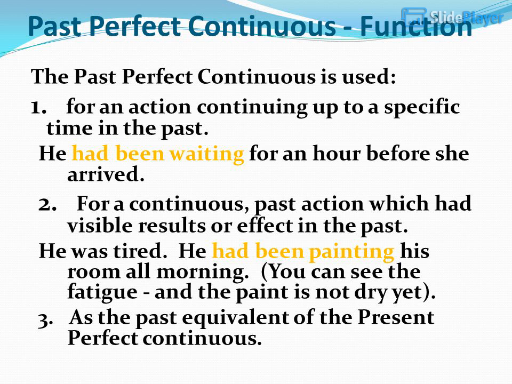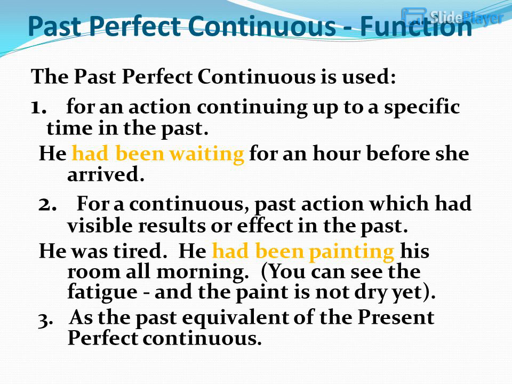Past perfect continuous function. The past perfect continuous is used 1, for an action continuing up to a specific time in the past. He had been waiting for an hour before she arrived. 2, for a continuous past action which had visible results or effect in the past. He was tired. He had been painting his room all morning. You can see the fatigue, and the paint is not dry yet.